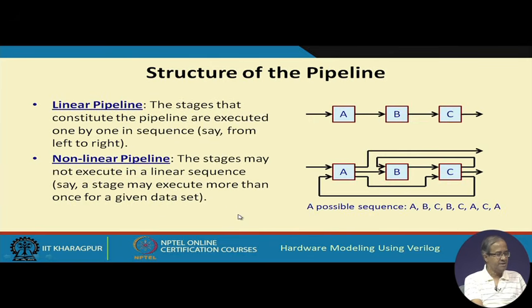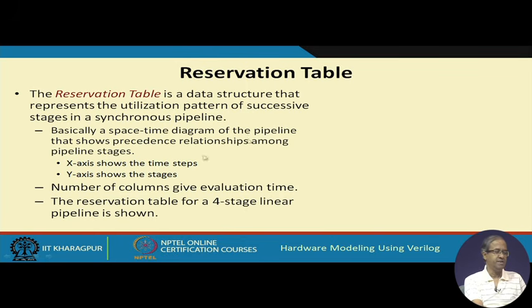Now, you see these are some example pipelines. How processing is carried out is depicted by a data structure which is called a reservation table. What does the reservation table show? Reservation table shows the utilization pattern of the stages, like in the various time steps, how the pipeline stages are utilized. In time step 1, which stage you are using, in time step 2, which stage, in time step 3, which stage, and so on. This is depicted nicely in a tabular form in the reservation table.